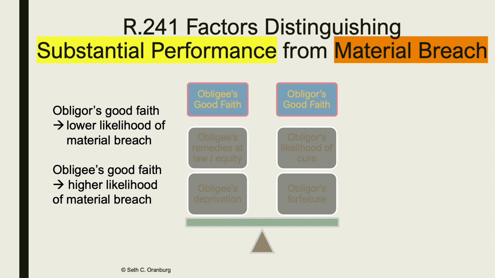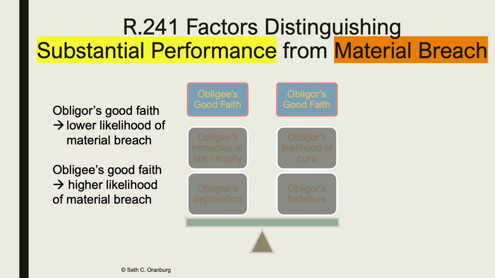So, the obligor, the person who failed to perform, they want to get paid. They're trying to convince the court there has been a substantial performance. The obligee, they don't want to have to pay or perform. They're going to try to convince the court that there has been a material breach. Therefore, if one or both of the parties is acting in bad faith, the court is less likely to award them the remedy that they seek.